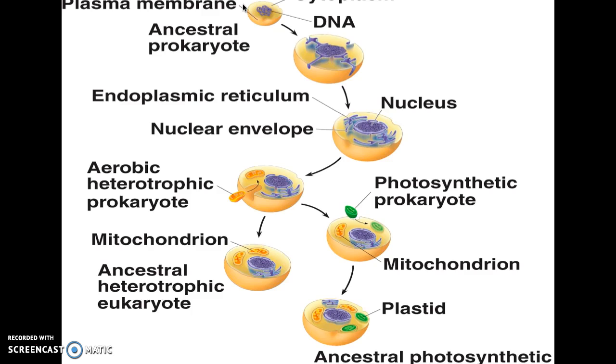From there, we might have the cell envelop another prokaryote, which is part of the endosymbiosis hypothesis, which is how we get a mitochondria or a chloroplast. That's going to be a heterotrophic prokaryote for the mitochondria, which does cellular respiration, or a photosynthetic prokaryote, which does photosynthesis. Those eventually evolve into either mitochondria or plastids and then chloroplasts, and we get our very first ancestral eukaryotic cells.